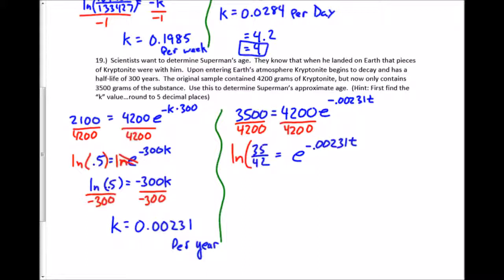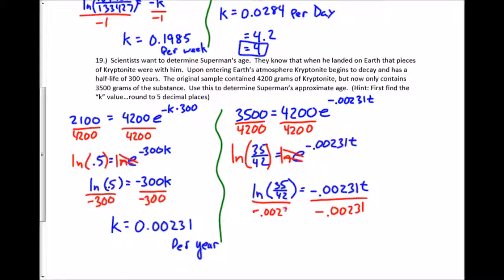And then I take the natural log of each side. Natural log and e cancel. So I've got the natural log of the 35 over 42 equals the negative 0.00231 times t. And now I just divide. And what this is going to do, it's going to give me the age of the kryptonite, which started breaking down when Superman entered our atmosphere, which should give me his approximate age. So I'm just going to plug this into my calculator. So it turns out that he is approximately 78.9 years old. So we'll see he's about 79 years old.